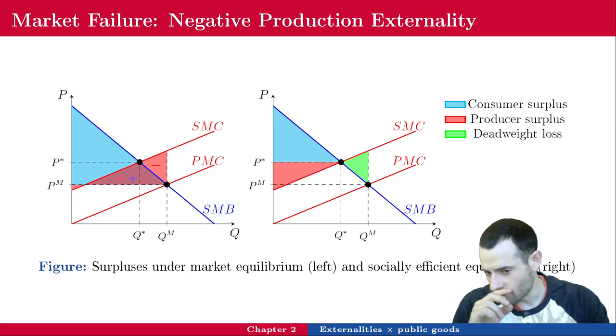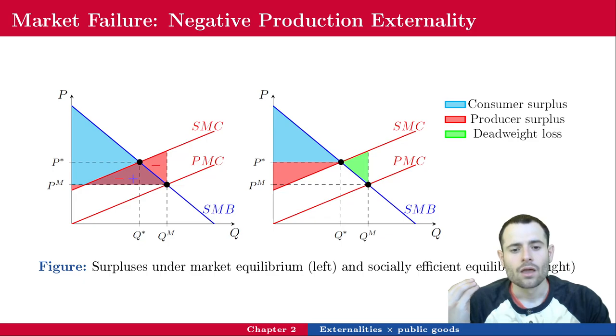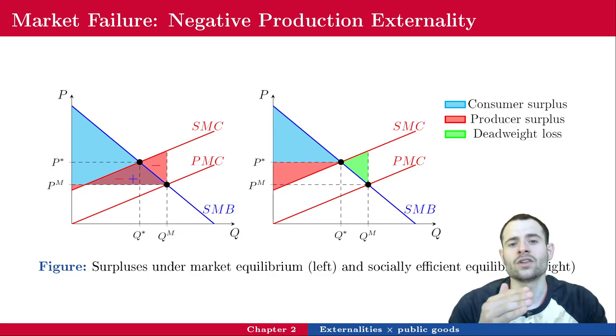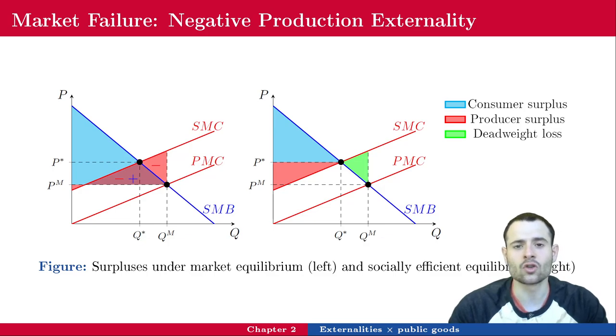I'm going back to the graph to answer a question from the chat. The market equilibrium is going to be PM, QM here. This is what is going to happen if nobody takes externalities into account. And in general, this is what happens. When you decide to buy gasoline, you're not taking into account the fact that you're polluting and that you're decreasing the quality of air for people around you. So you just look at the equilibrium price and consume the corresponding quantity.